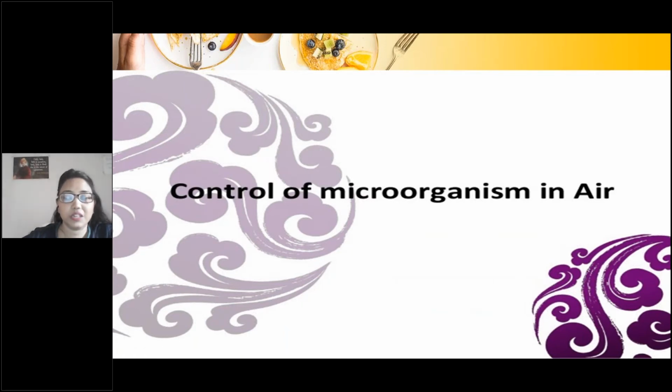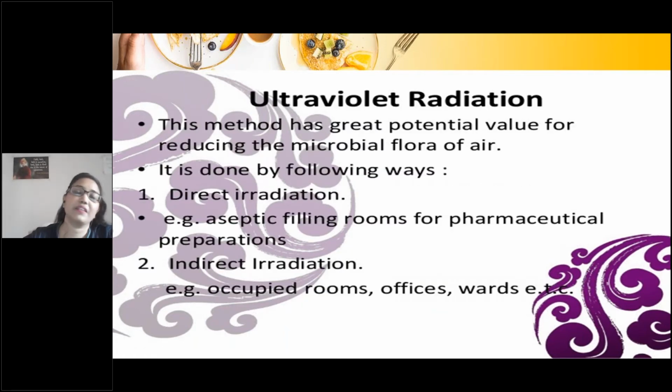Control of microorganisms in the air can be done by ultraviolet radiation, as you know, we always do in the hospitals. This can be by direct irradiation, like aseptic filling of rooms for pharmaceutical preparations, or by indirect irradiation in occupied rooms or offices, wards, etc.